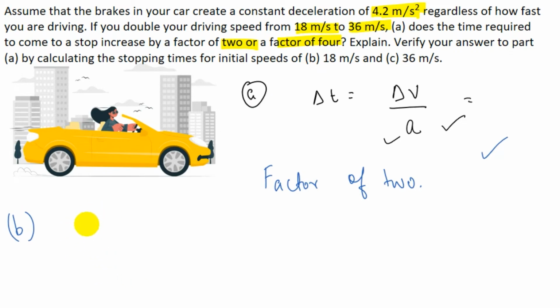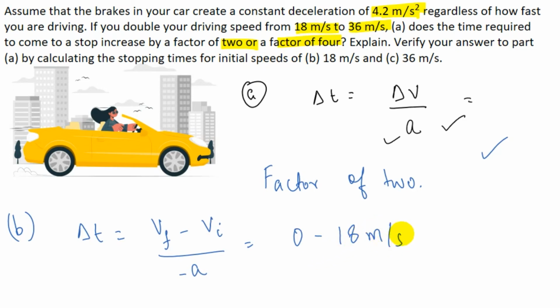So delta t we have is V final minus V initial divided by A. Now since this is a case of deceleration, we have to take a negative sign here. Now the final velocity becomes 0 after applying brakes. Initial velocity in the first case we have 18 meters per second, divided by negative of A, which is 4.2 meters per second squared. So this would be equal to 4.3 seconds.